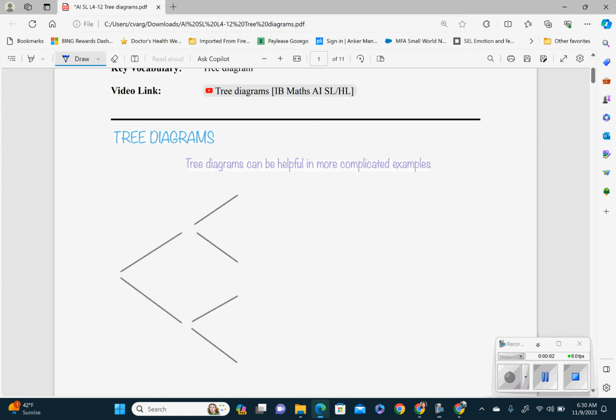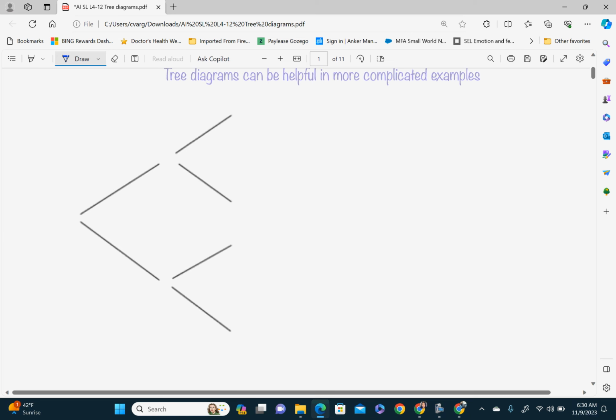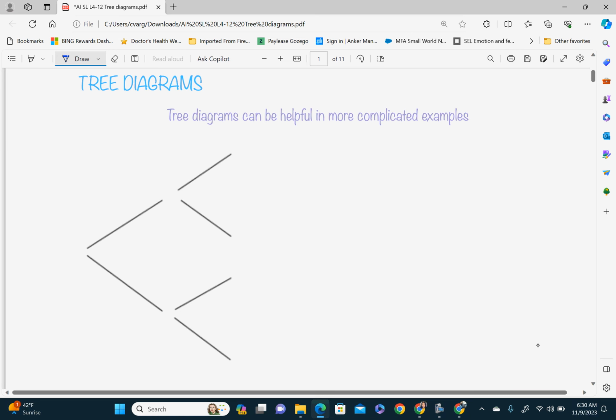So today's lesson is on tree diagrams, a little bit different than Venn diagrams. What we're doing is listing all the different possibilities that you can have visually. For example, this is going to be the probability of A. If A happens, we're going to follow this path. If A does not happen, so the probability of not A, we're going to follow this path.